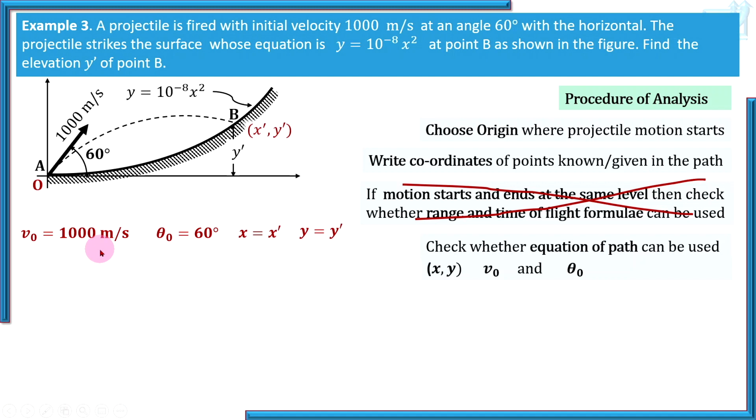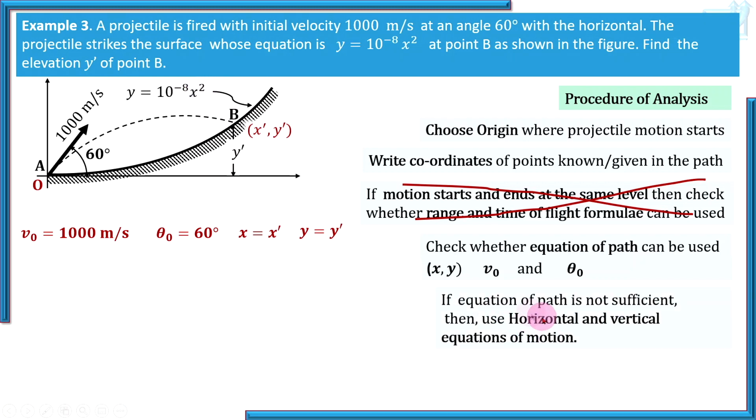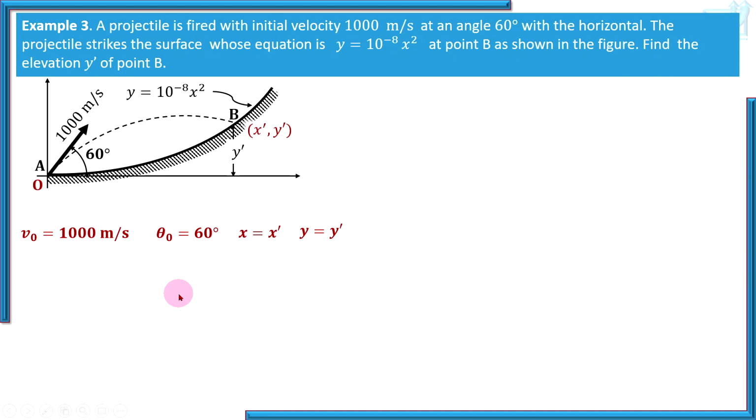But now the problem is, there are 2 unknowns in the equation of path. Which 2 unknowns? X dash and y dash. To solve for 2 unknowns there must be 2 equations, and the second equation is already given in the problem. Point B is on this surface, meaning the coordinates of point B satisfy this equation also. So we can say that y dash equals 10 raised to minus 8 x dash squared. The last step is not necessary at all. Using the equation of path we will be able to solve the problem.